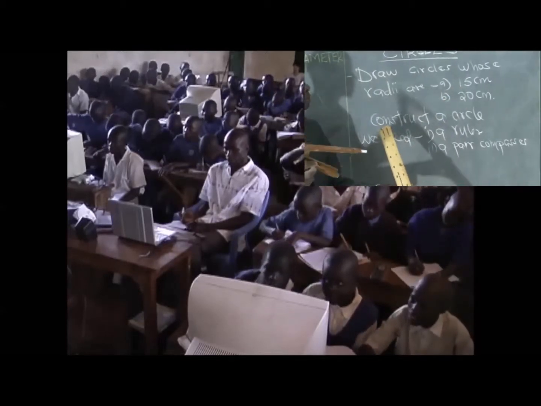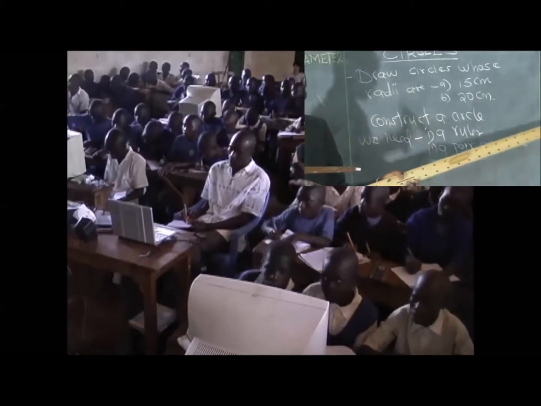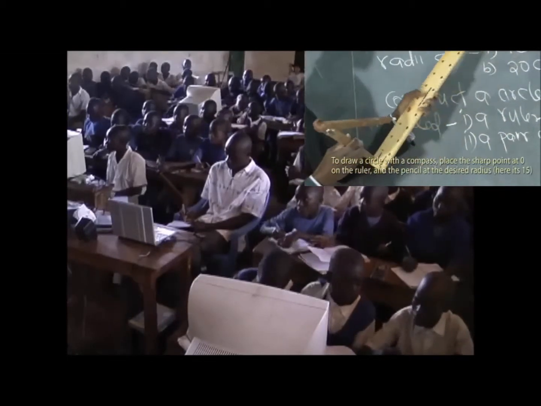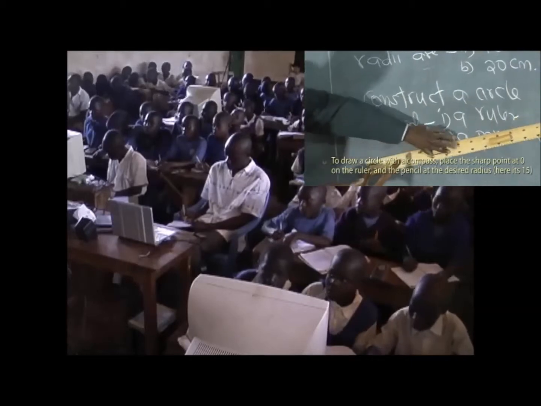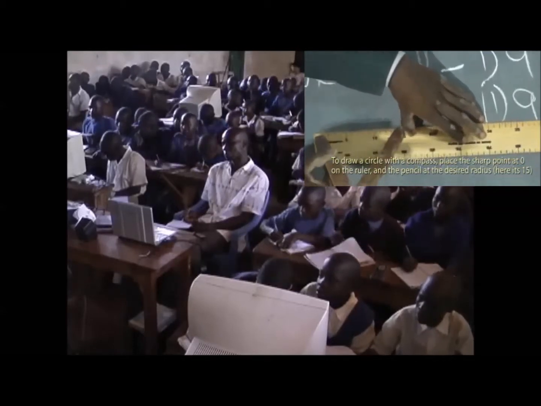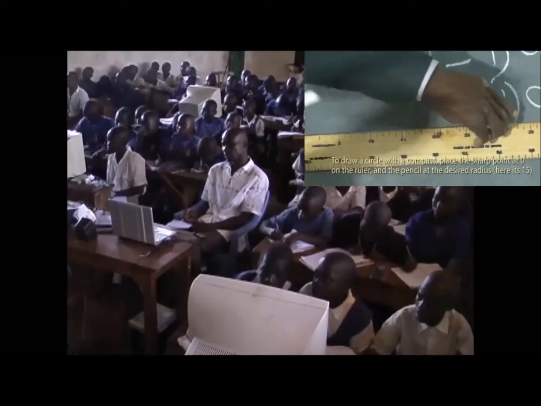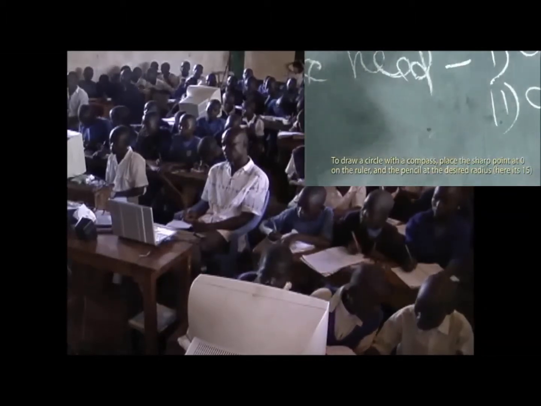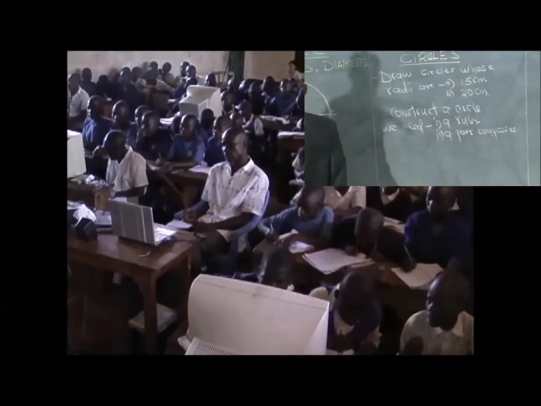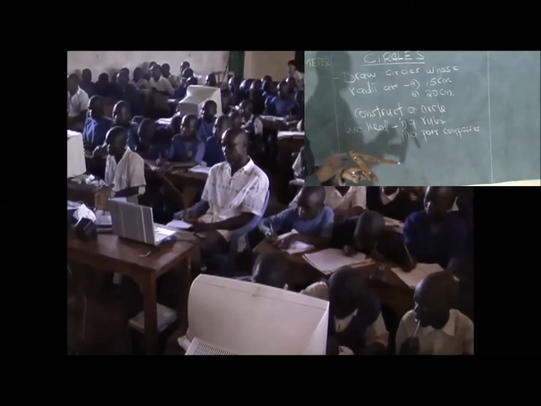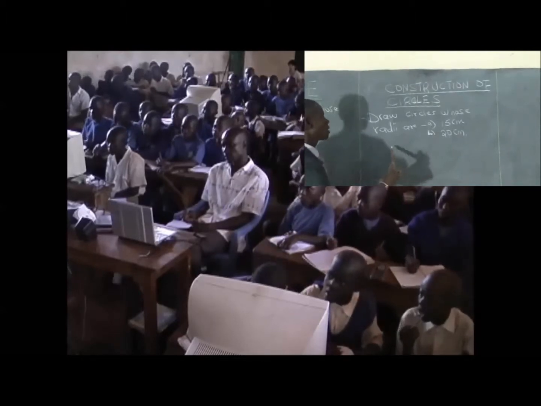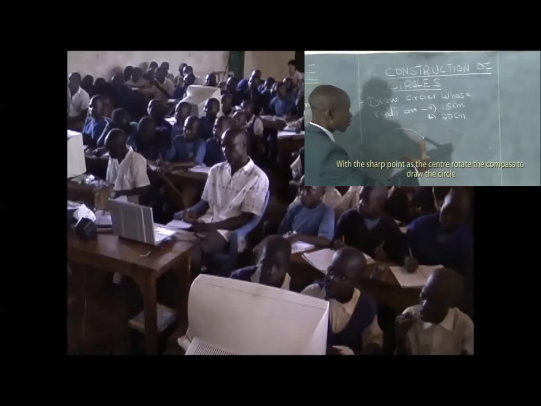Take the pair of compasses, place it at point 0, then extend the other end to 15 centimeters. I place the ruler like this and extend the other end to 15 centimeters. As you can see, this is the radius, 15 centimeters. I want to draw a circle whose radius is 15 centimeters. Where the pair of compasses touches the board marks the center of the circle to be drawn. Then from that point, you draw a circle.